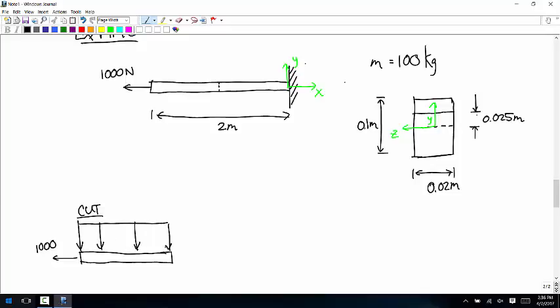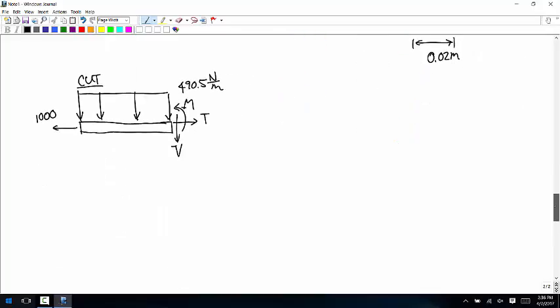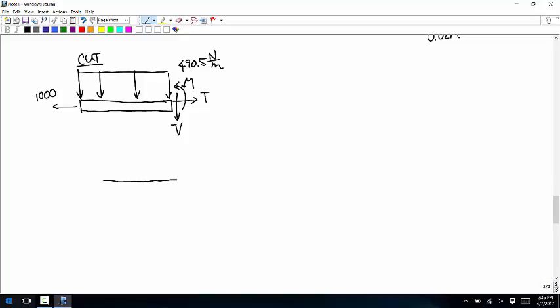If we were going to do a range of points, we'd have this expressed as a function of x and then maybe a function of y if we wanted to go up and down. So this is 490.5 newtons per meter. And then we have the internal loads, T, V, M. Now that we've chosen the piece to isolate, we can represent the weight as a point force. The length of this is 1 meter, so we have a total force of 490.5, acting at the midpoint. 1,000 there. T, V, M.